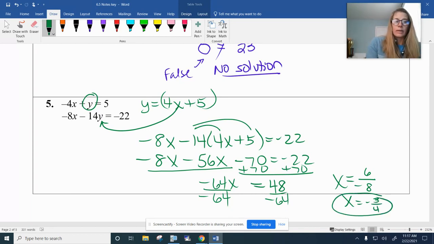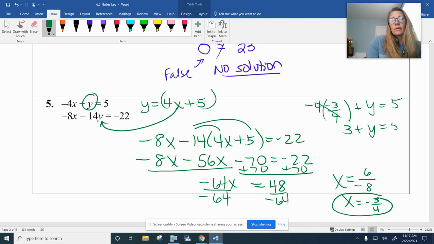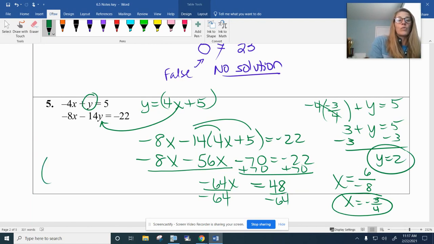All right, so now plugging that back into the beginning, I have -4 times -3/4 plus y equals 5. These cancel. I'm left with just the 3. And then I would subtract, y equals 2. So this would tell me I have one solution, which is -3/4 and 2.